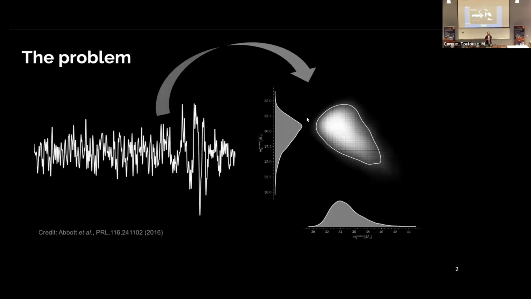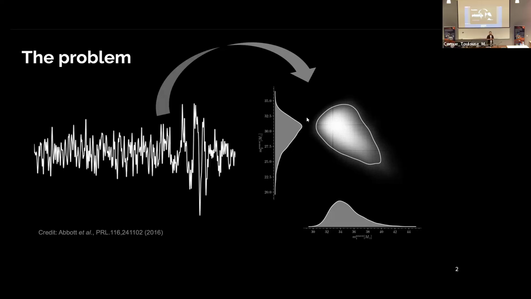So firstly, what is gravitational wave Bayesian inference? What is the problem we're trying to solve? Well, it all comes down to this. What we're trying to do is go from the left-hand side, which is an image of the gravitational wave strain data, and infer something about the system that produced that gravitational wave that we've seen in the data.